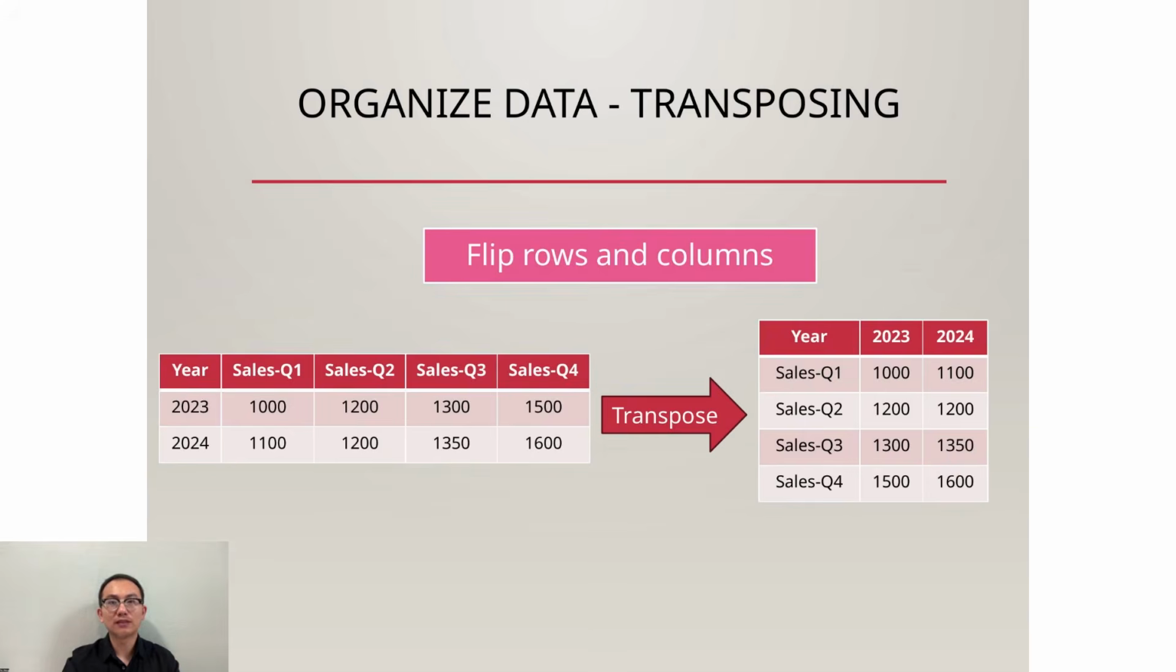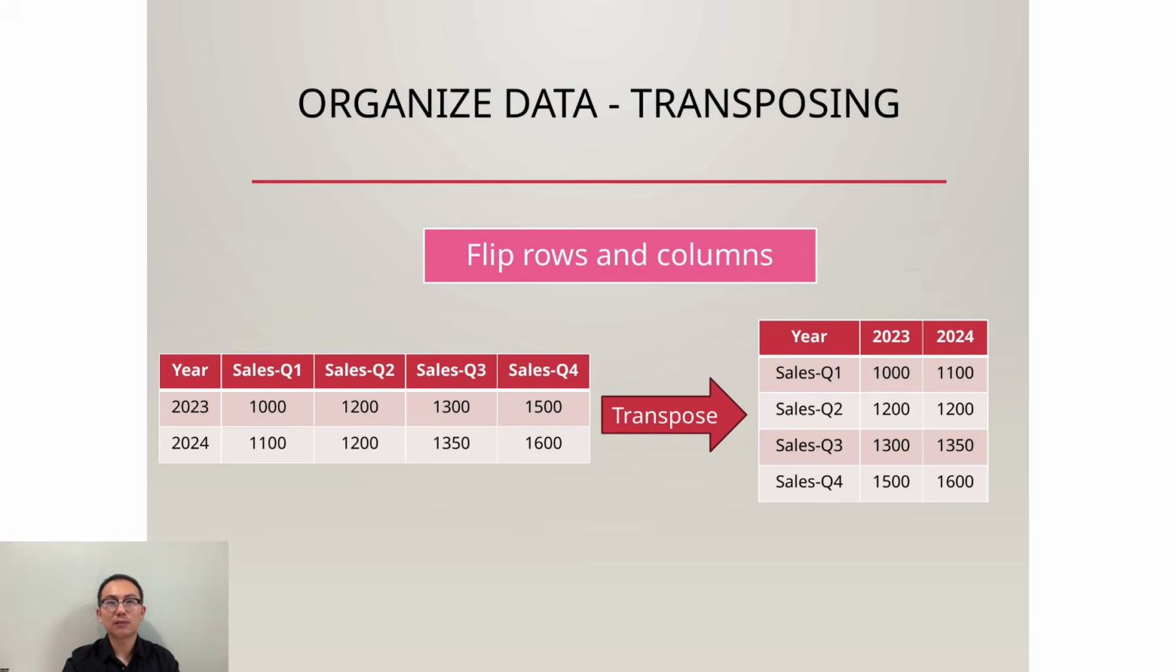Next up is transposing. Transposing means flipping your dataset so that rows become columns and columns become rows. You can think of it as turning the table on its side. This is really useful when you need to switch between what's called a wide format and a long format.